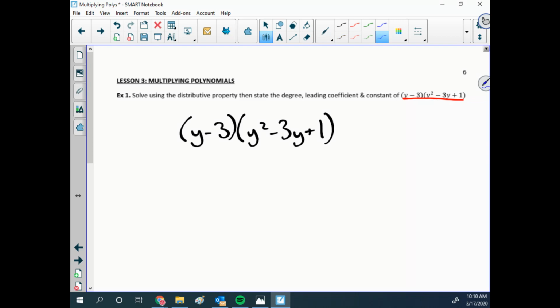So the distributive property says everything in one set of brackets needs to get multiplied to everything in the next. So what that means is I'd have to multiply 1, 2, 3 times with this y, and I do the same thing to the negative 3. So 1, 2, 3 times. Now that I know where I'm multiplying, I just need to go ahead and do that.